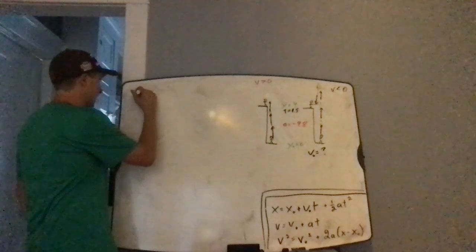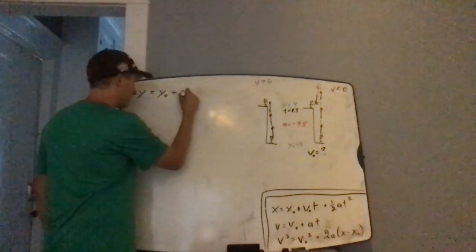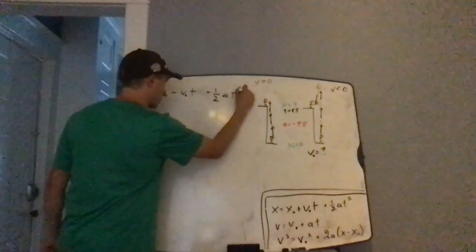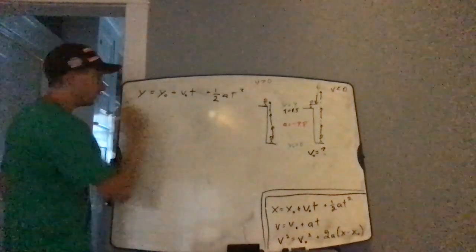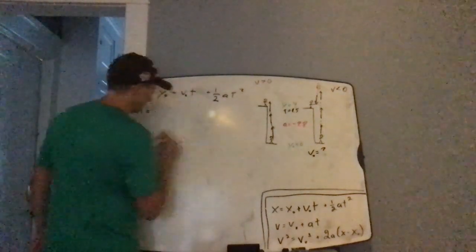So if I say y final is equal to y initial plus v naught t plus 1/2 a t squared. Okay, y final, final height of 4, initial height of 0.